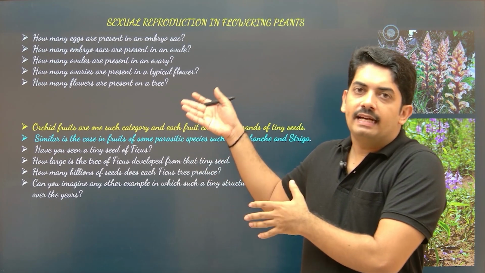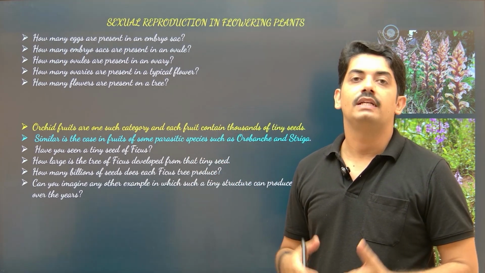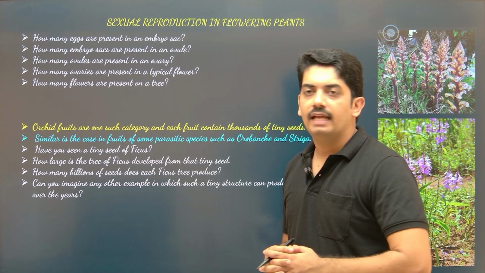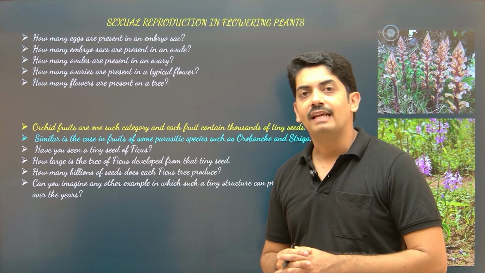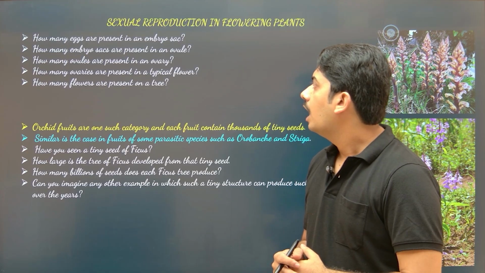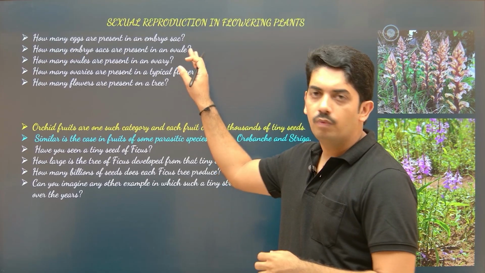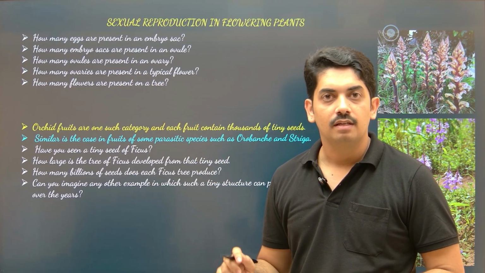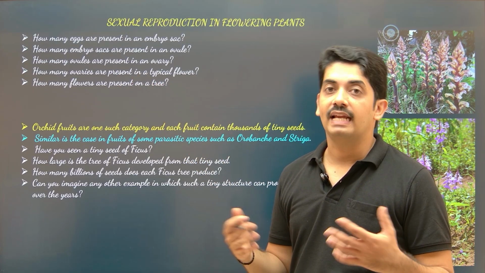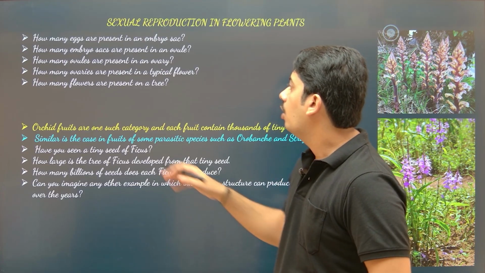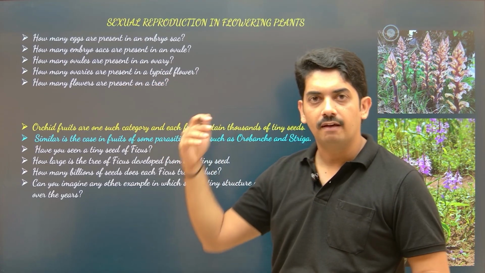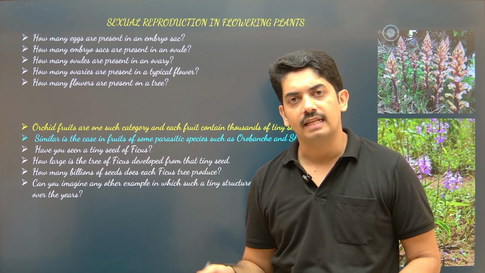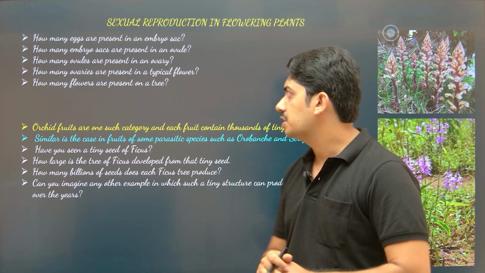Now, in the NCERT textbook, they asked some questions. We will try to answer those questions. How many eggs are present in an embryo sac? Only a single egg. How many embryo sacs are present in an ovule? A single embryo sac. How many ovules are present in an ovary? This will vary greatly from plant to plant. How many ovaries are present in a typical flower? This will also vary. Sometimes monocarpellary, bicarpellary, tricarpellary, and some multicarpellary conditions are observed.